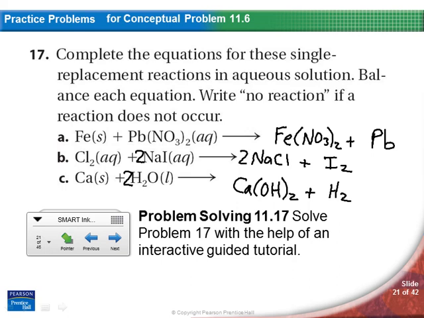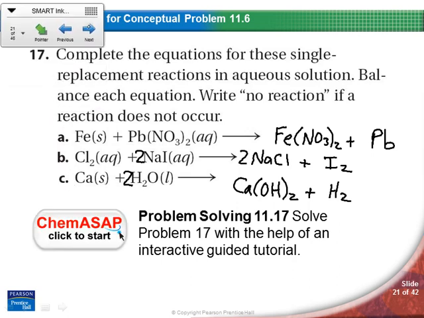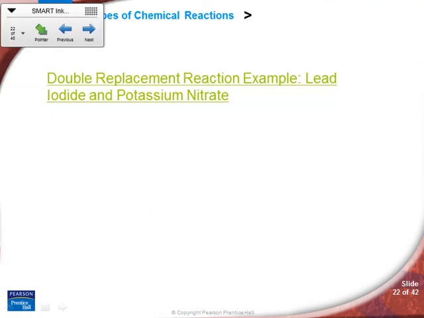Alright, that's single replacement. Now we can move on to double replacement, and here's where it gets really weird. I'm also showing you this demo on a video, and I like to show you these demos live if I can. The problem I've had with this demo in the past is disposal issues, because I'm making lead iodide, and we're not supposed to pour lead down the sink. It's bad for the children. So yeah, I just don't want to deal with that anymore.